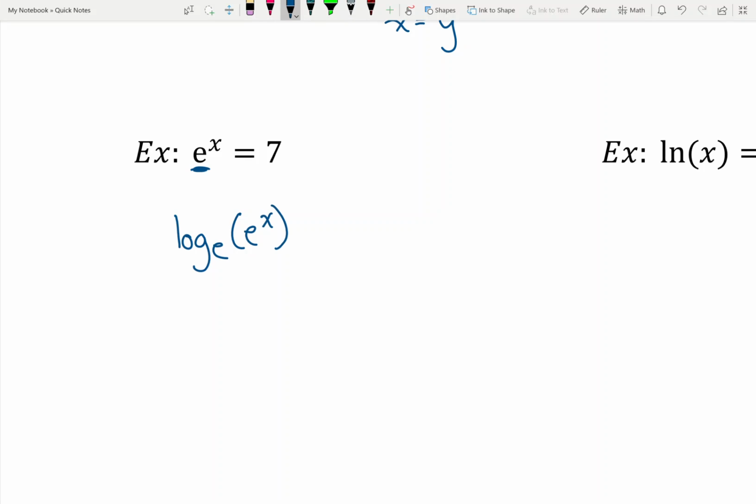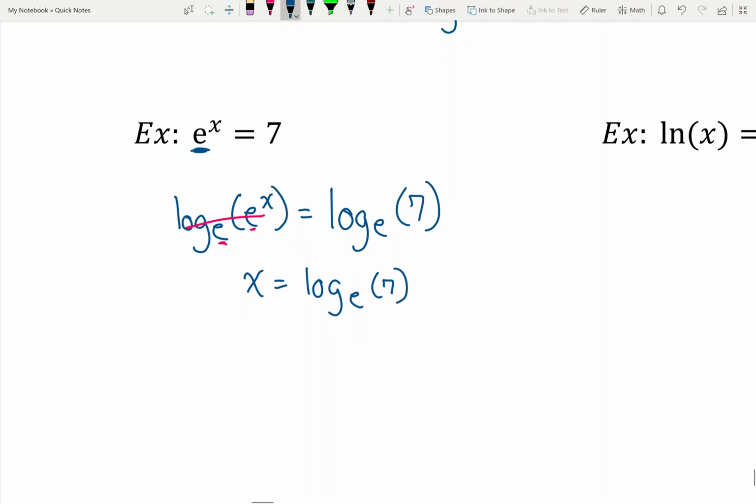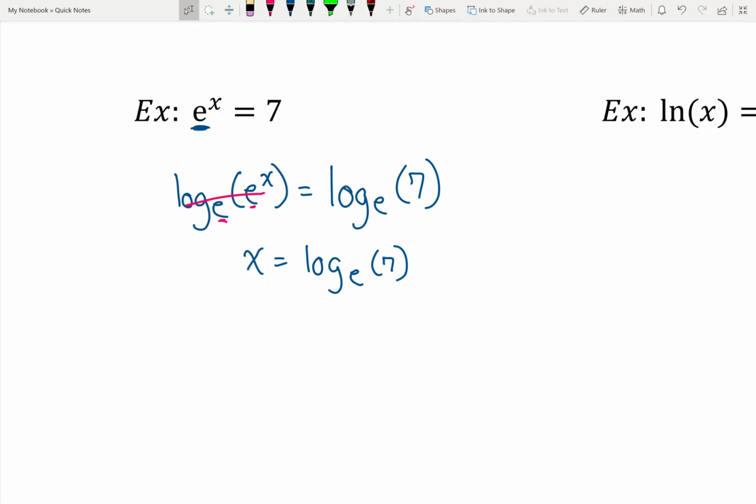So I did it on the left-hand side of the equal sign. Now I got to do it on the right-hand side of the equal sign. So now we see that these two bases are the same, so they kind of undo each other. So all I'm left with is x equals log base e of 7. So that's what x equals. And now some of you are like, oh wait, log base e is also just ln. So here's your first method of doing it.